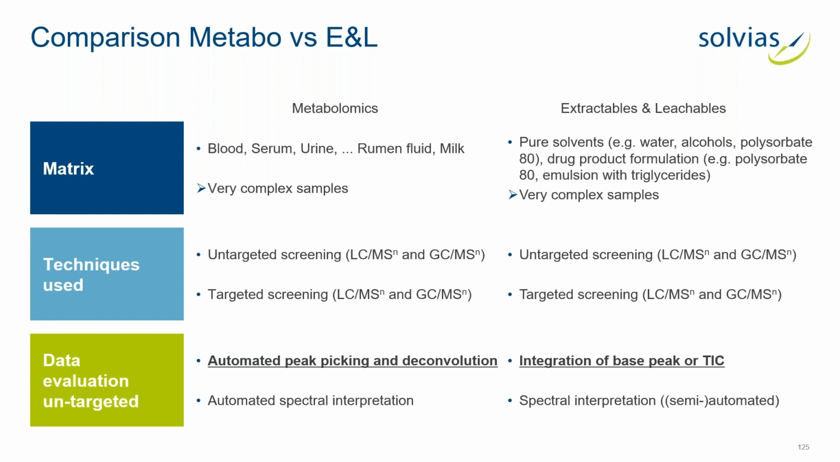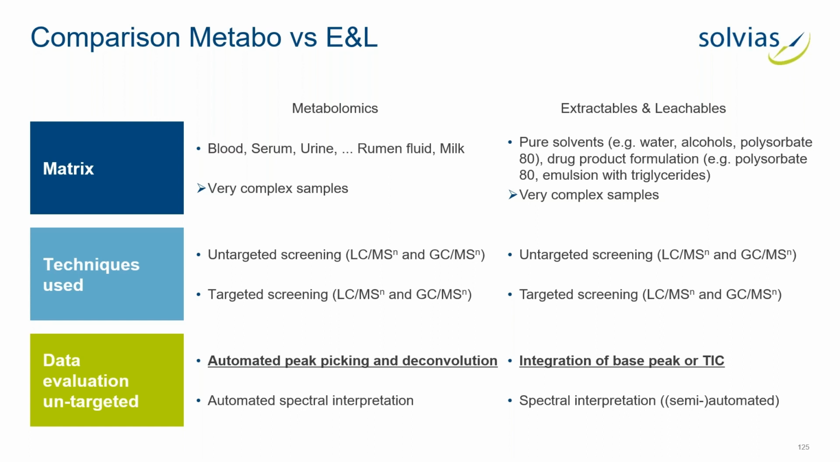And I will show later a chromatogram of a polysorbate extract. You will see how much you can see on it. The techniques are exactly the same. We have untargeted screening methods for GCMS, LCMS, and targeted ones. So from the point of view of the sample, it's very complex. The techniques are the same. So what is the approach of evaluating the data?